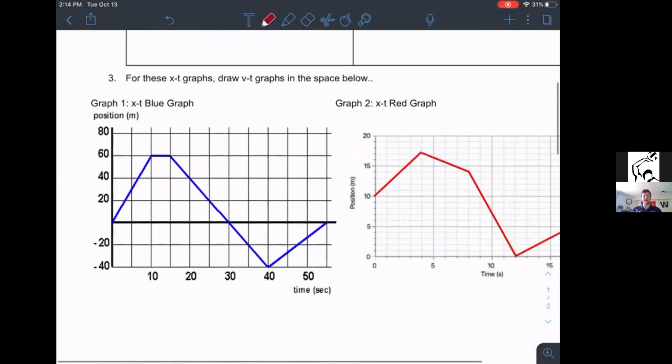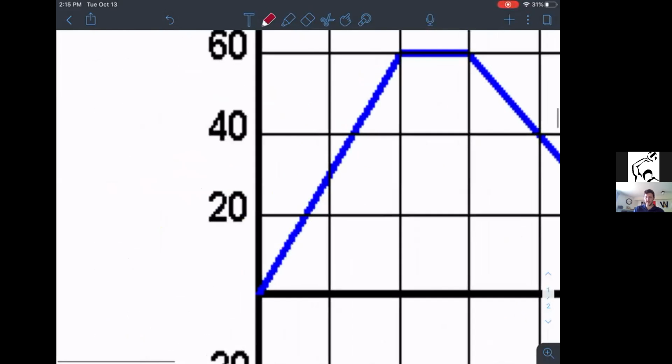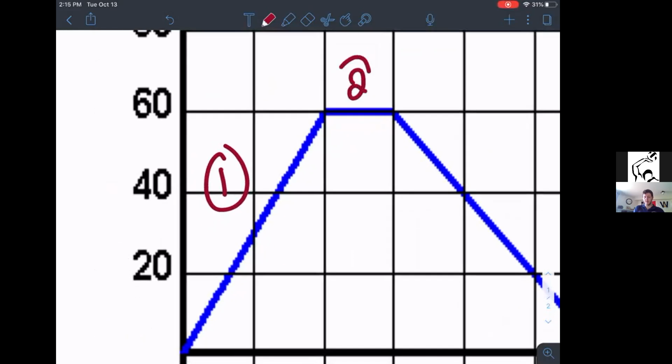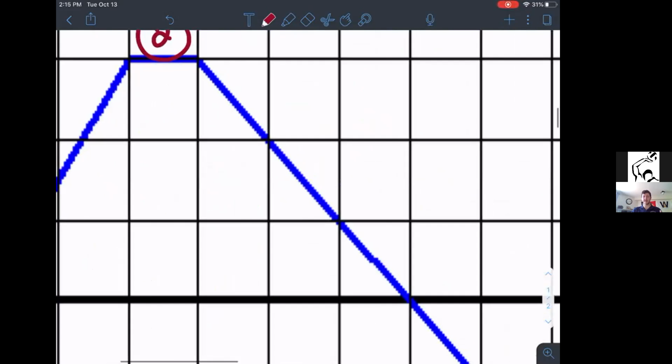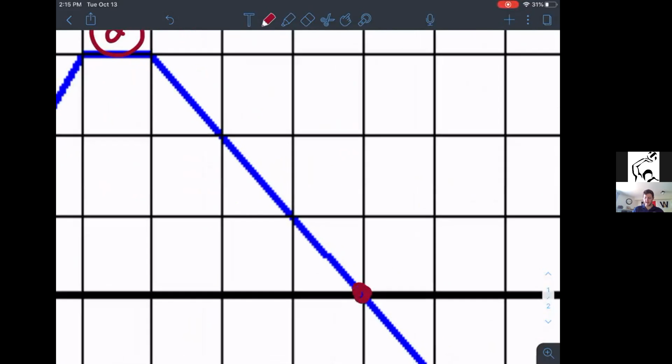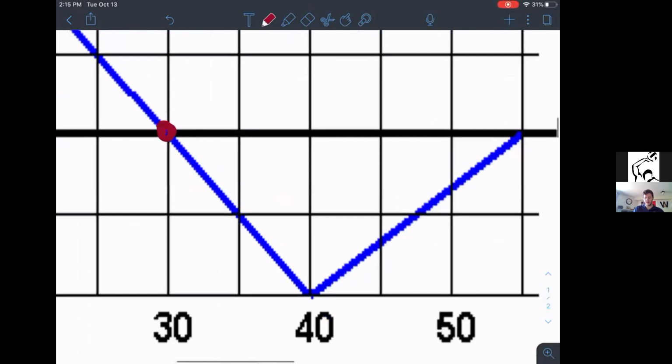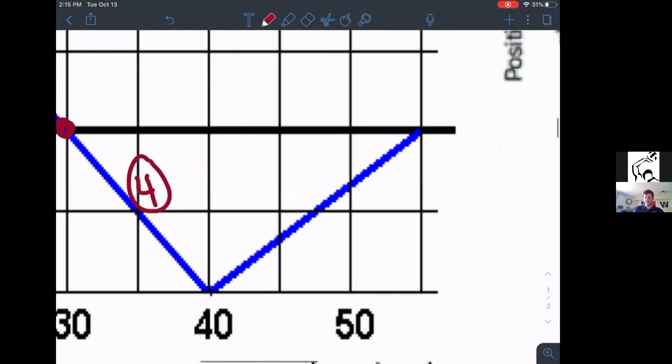So the first thing I like to do is label my different segments. So I'm going to zoom in. I'm going to label this one 1, 2. Remembering that each time you see a change in slope, you are going to label that a different line segment, a different section. I'm actually going to split this one up right here, right at the x-axis, and that's more important for when we do velocity versus time graphs, but I am going to go with 3, 4, and 5.